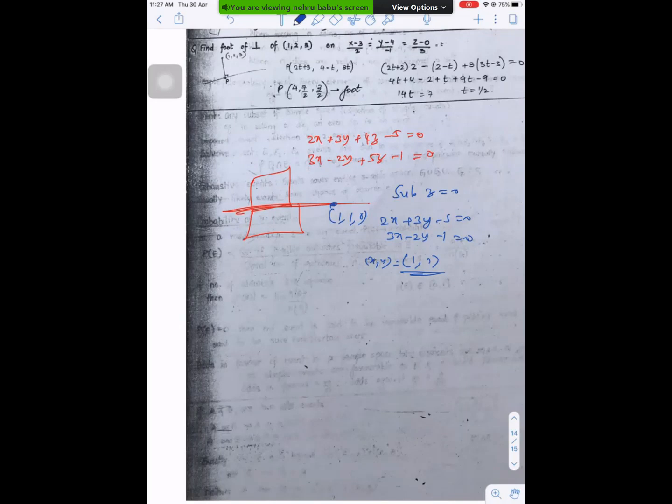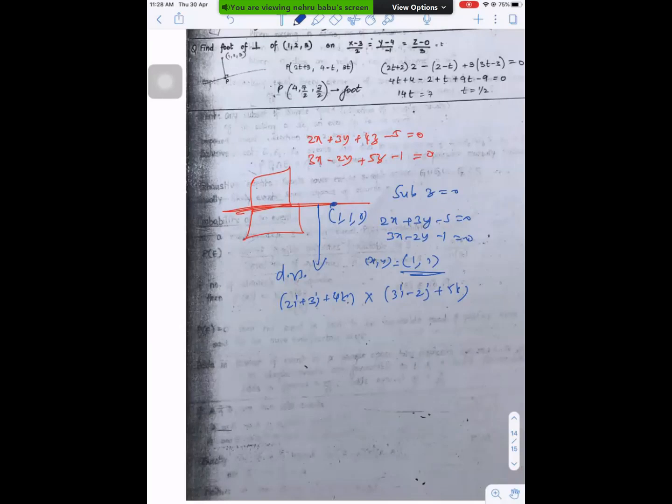So like this, find a point. Our target is finding a point on the line. After that, take the cross product of the normals: 2i plus 3j plus 4k cross 3i minus 2j plus 5k. If you take the cross product of these two, we get the DRs of this line. So the point we know, the direction we know, we get the answer. Okay? Thank you, sir.